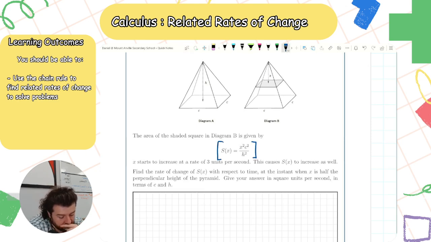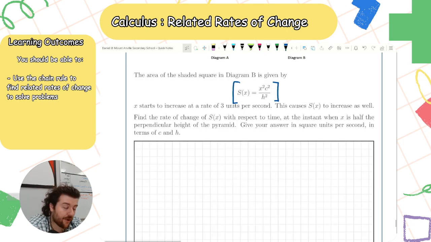x starts to increase at a rate of 3 units per second. This causes s of x to increase as well. Find the rate of change of s with respect to time at the instant where x is half the perpendicular height of the pyramid. Give your answer in square units per second in terms of c and h. So I actually have no numbers in this one.